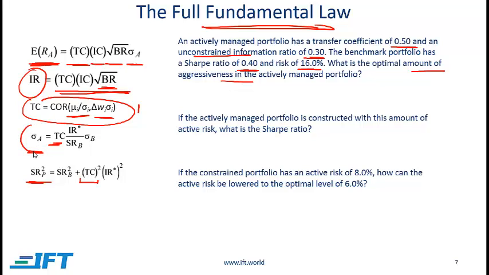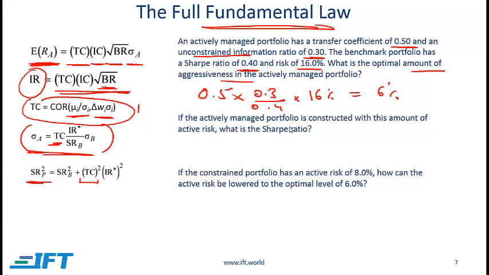So we come up with the optimal amount of aggressiveness using this expression. The transfer coefficient is 0.5 multiplied by the information ratio, so 0.3, divided by the Sharpe ratio of the benchmark, which is 0.4, multiplied by the standard deviation of the benchmark, so that is 16%, and this will give us 6%. So 6% is the optimal amount of aggressiveness.